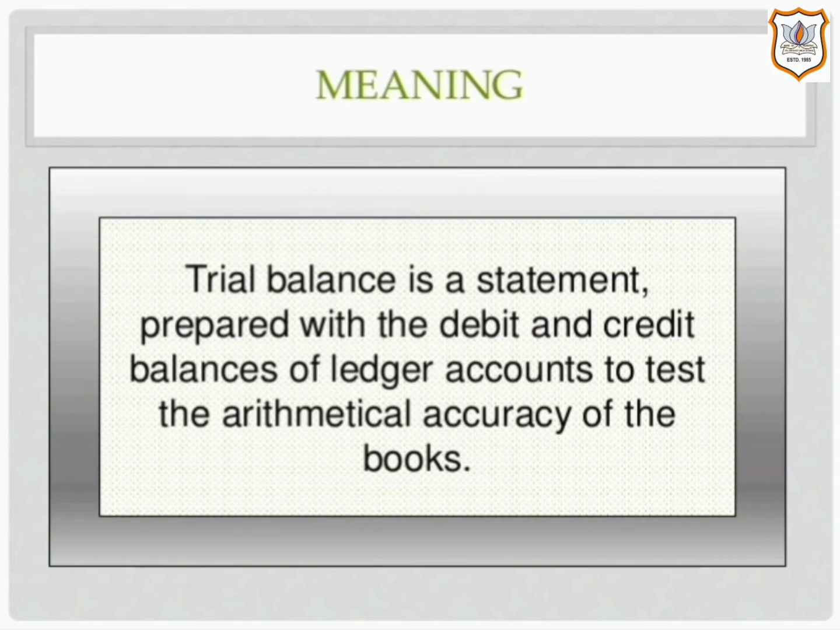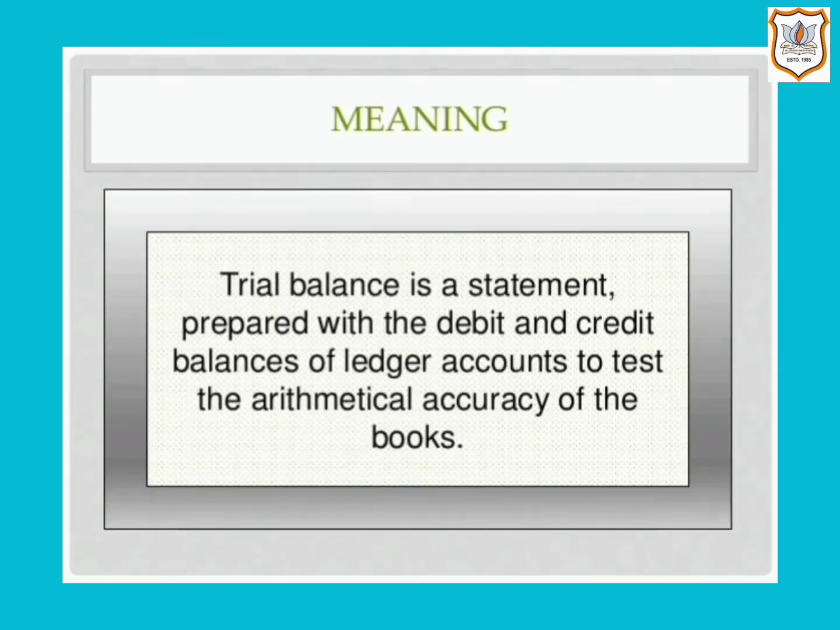A trial balance is a statement prepared with the debit and credit balances of the ledger accounts to test the arithmetical accuracy of the books. Or we can say that a trial balance is the list of debit and credit balances taken out from the ledger. It also includes the balances of cash and bank taken from the cash book. We can say that it is a list of balances of ledger accounts and cash book. It is not a part of the double entry system of bookkeeping. It is a result of the double entry system of bookkeeping.